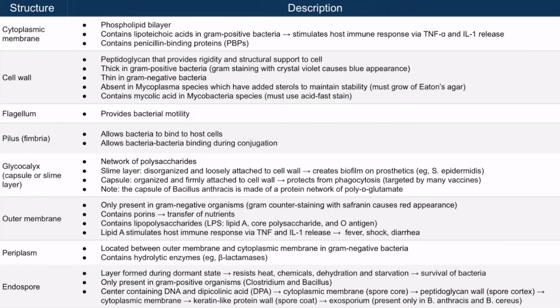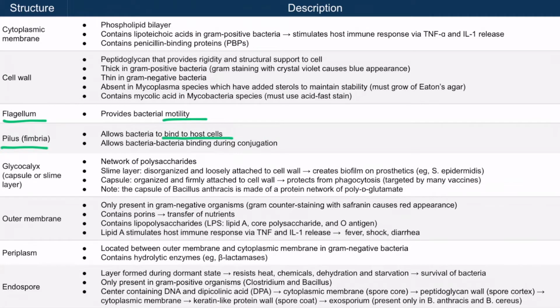Now let's talk about the flagellum and the pilus together. Another name for pilus is fimbria. Those terms are interchangeable. In plural, it would be pili and fimbriae. Now the bacteria that have flagella use this for motility, and the bacteria that have pili use them to bind to host cells. And this allows for an infection.